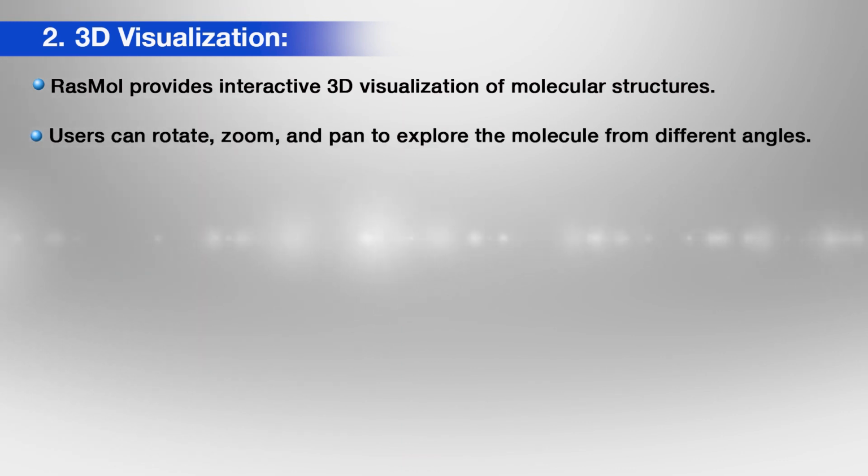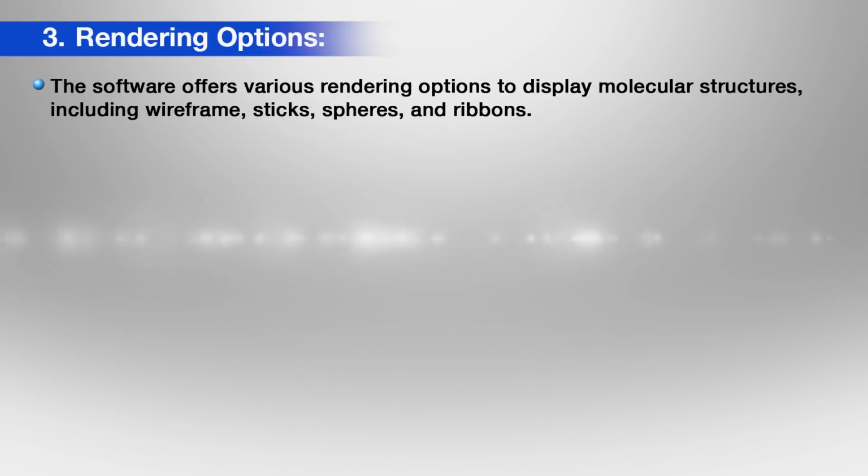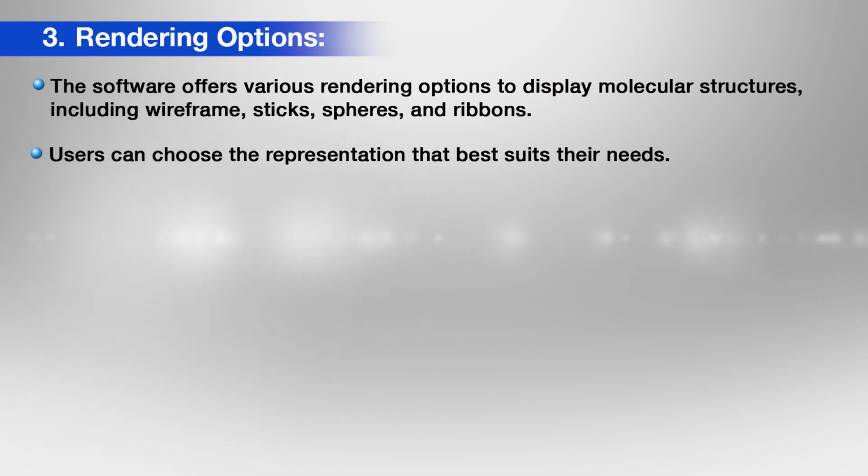3D visualization. RASMOL provides interactive 3D visualization of molecular structure. Users can rotate, zoom and pan to explore the molecule from different angles. Rendering options. The software offers various rendering options to display molecular structure including wireframe, sticks, spheres and ribbons. Users can choose the representation that best suits their needs.